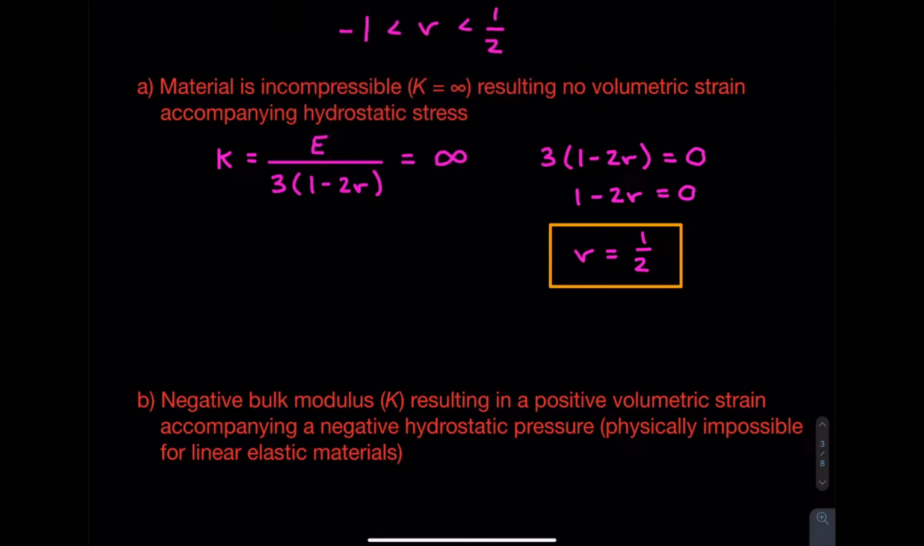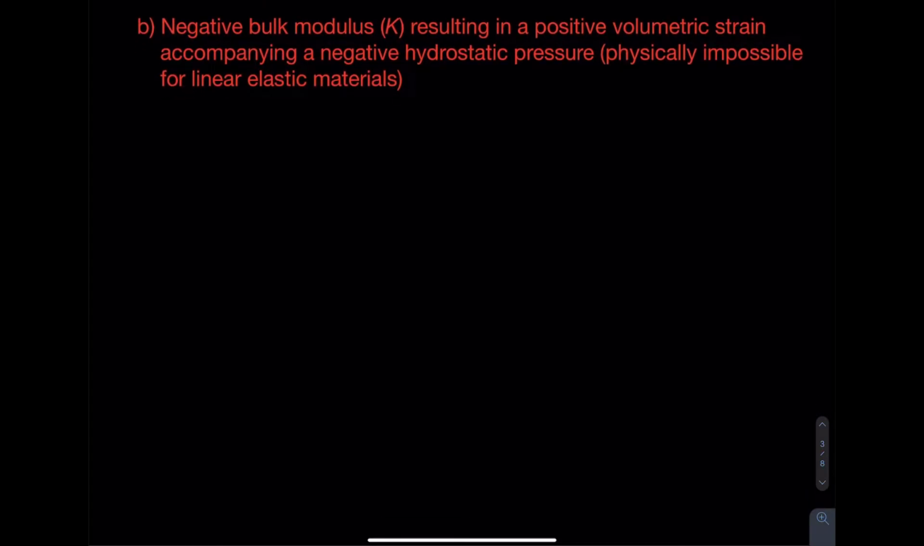Let's switch back to the pink and look at part B. It's the same scenario, except it says we have a negative bulk modulus K, which results in positive volumetric strain accompanying a negative hydrostatic pressure. If we take a cylinder and compress it from all sides, we expect it to be compressed. However, with a negative bulk modulus, under all that compression it somehow expands, which doesn't make sense, and is why this is physically impossible for linear elastic materials. If it's impossible, that makes our lives easier because we can play around with the math knowing some restrictions.